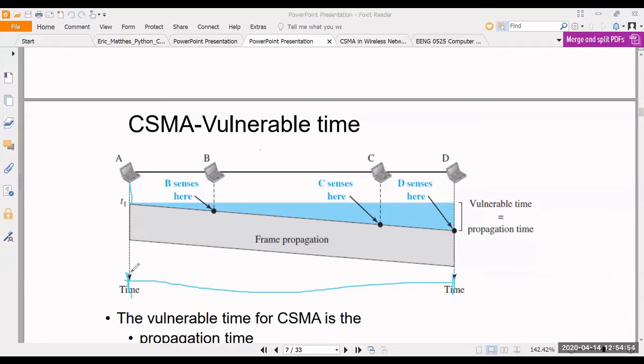So within the whole link and at any particular time, we can have collision, right? Yeah, we can have collision. So then the vulnerable time becomes the whole propagation time. The whole propagation time is just the time it takes to move your whole bit from the beginning to the end of the link, right? Yeah. That is the frame propagation time, and that is the vulnerable time for the CSMA system. You understand?